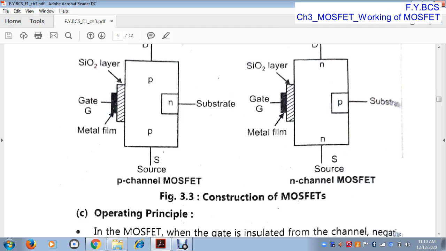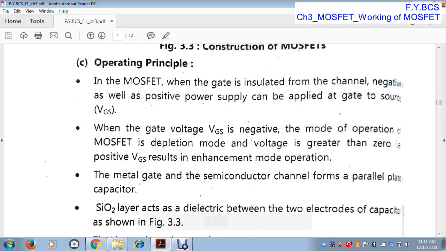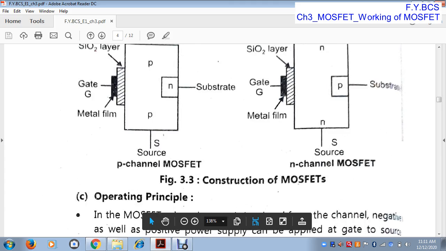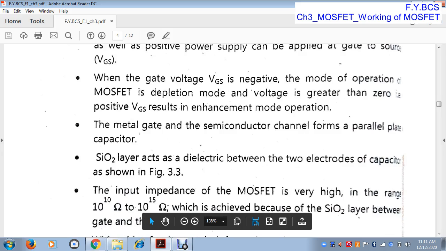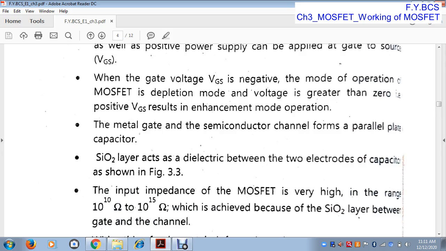Okay, so the metal gate and the semiconductor channel form a parallel plate capacitor, and the SiO2 layer acts as a dielectric between the two electrodes of the capacitor. Similarly, the capacitor also has two plates, and in between these two plates there is some dielectric material or insulating material.